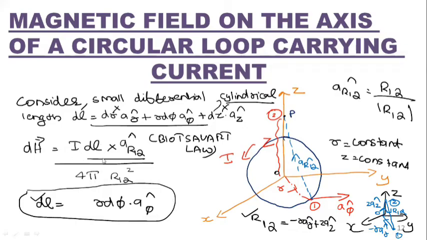Then we can write dH, that is the Biot-Savart's law. Then unit vector a r12 will be vector r12 by r12. So how do you calculate vector r12? From this figure, from O to 1 it is plus r, then from 1 to O it will be minus r, and Z a Z. So r12 is equal to minus r a r plus Z a Z. That is the triangular law.